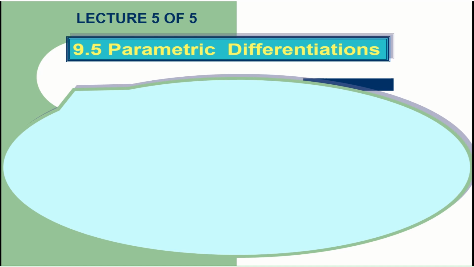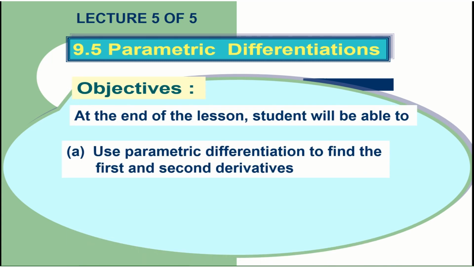For your information, this is the last lecture for topic 9, differentiation. Lecture 5 of 5 is related to subtopic 9.5, parametric differentiation. The objective for this lecture is to use parametric differentiation to find the first and second derivative. Let's get started.